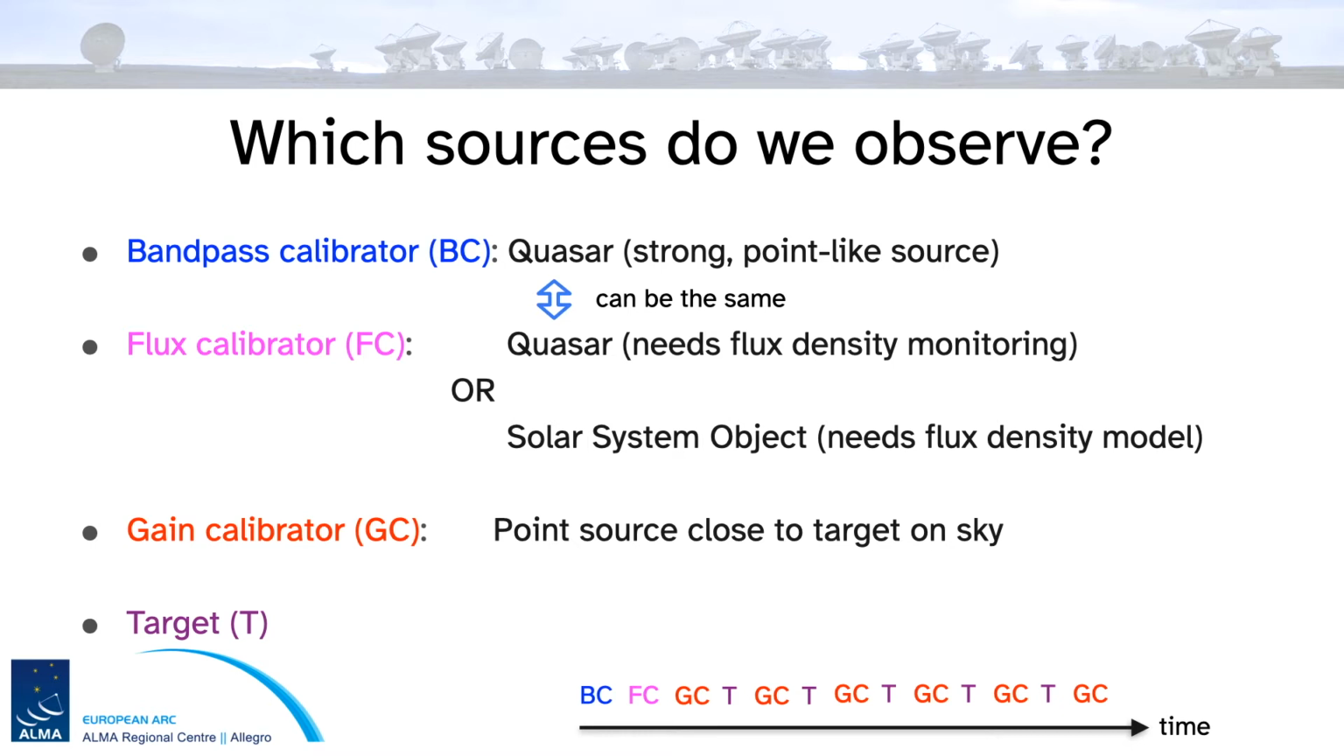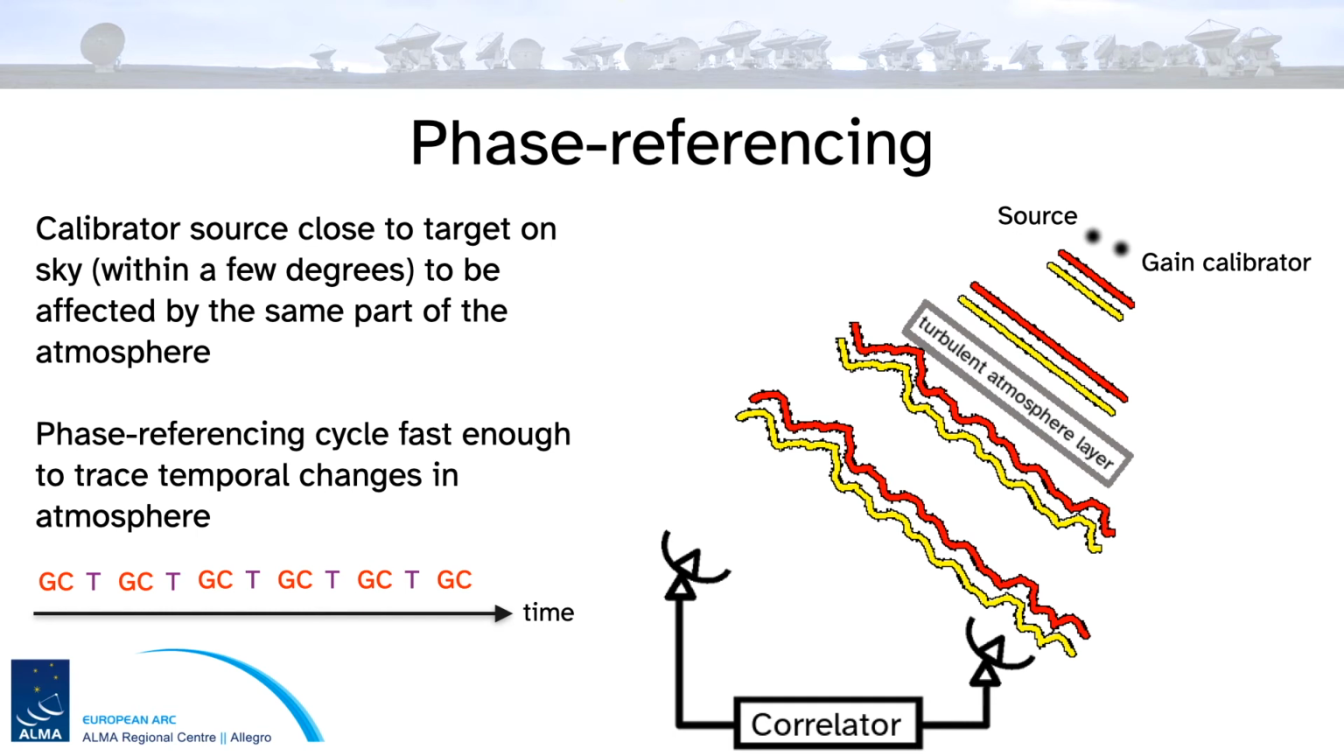The gain calibrator has to be a point source located close to the target on the sky, so we can apply a technique called phase referencing. For phase referencing, we have to observe a strong point-like source within a few degrees of the target on the sky. The gain calibrator has to be close enough to the target so that it is affected by the same part of the atmosphere and thus shows the same phase variations as a target.